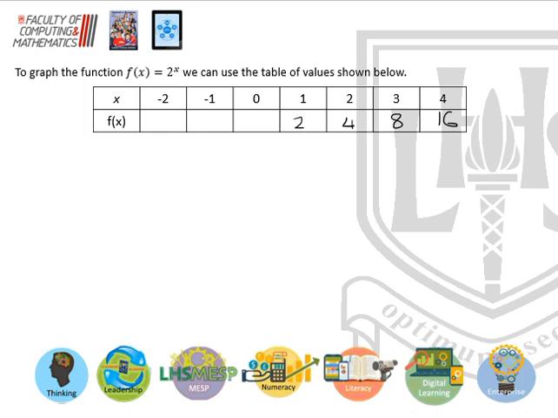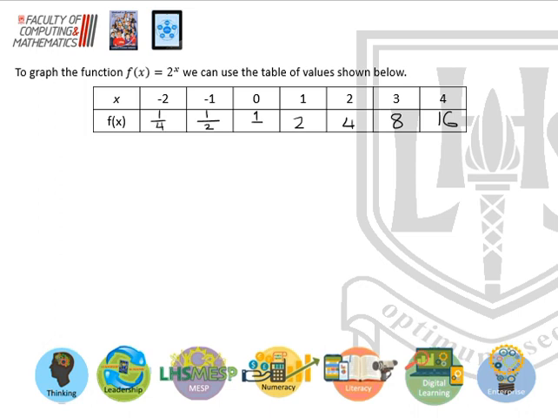Now, if x is 0, we're doing 2 to the power 0, which we know is 1. 2 to the power negative 1: remember, your negative power goes to the bottom, to your denominator. So that's 1 over 2 to the power 1, so just 1 over 2. And then negative 2 will be 1 over 2 squared, so 1 over 4.